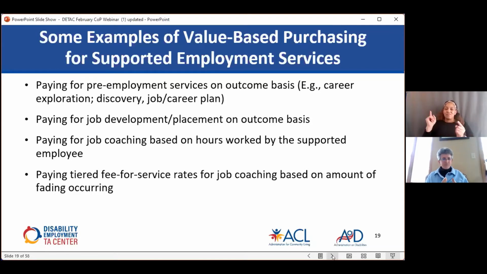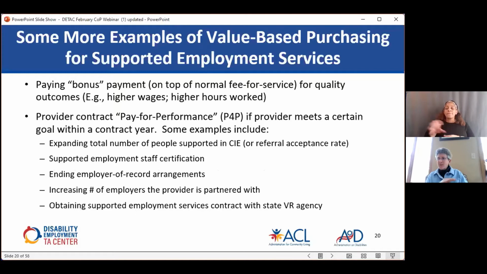Next slide. A couple other examples. Some places we're seeing bonus or quality payments on top of fee for service for quality outcomes, like people earning higher wages or working higher hours. And then one of the things I think is most promising is the use of pay for performance with direct service providers. States use this with managed care organizations, but there's an opportunity to use it with direct service providers, which means if they meet a certain milestone in a contract year, they would receive a payment.